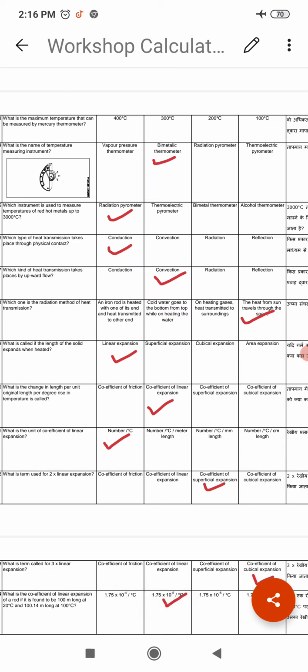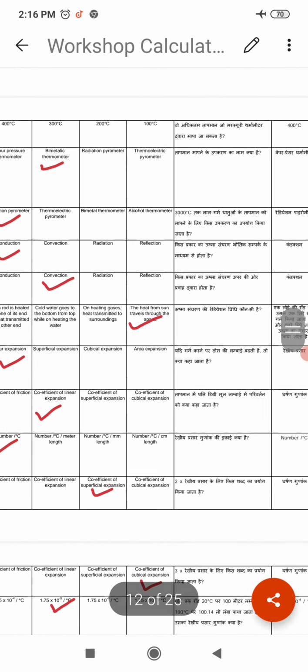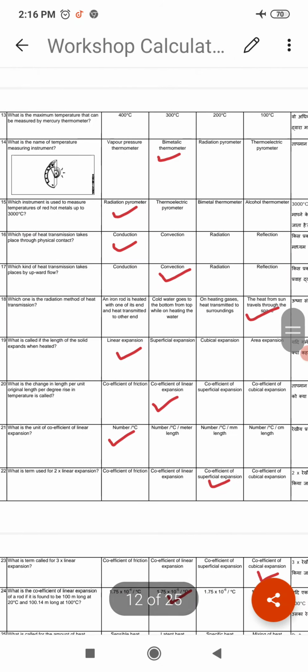What is the maximum temperature that can be measured by mercury thermometer? Answer is B. 300 centigrade. What is the name of temperature measuring instrument? It's bimetallic thermometer.